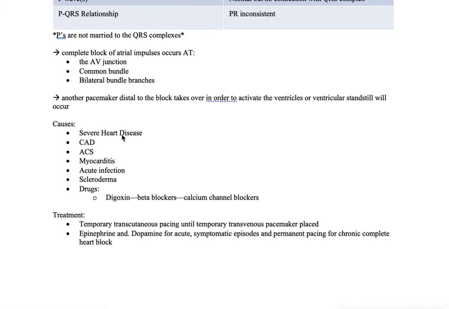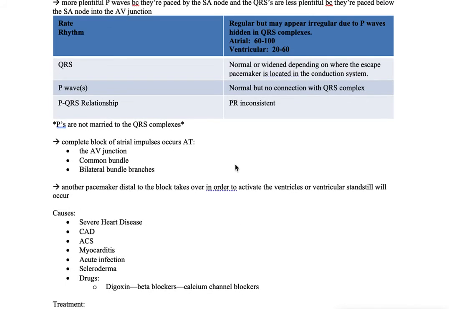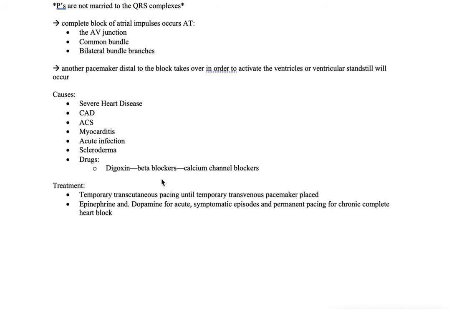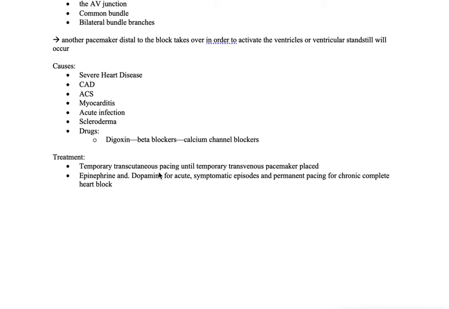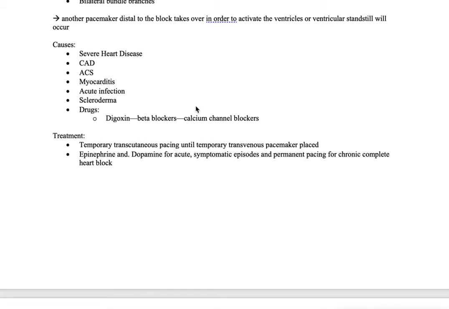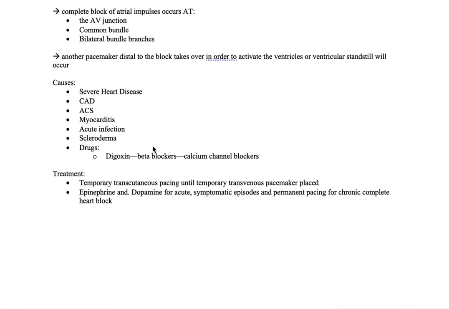So here's some different causes, right? It could be severe heart disease, coronary artery disease, someone who's had an acute coronary syndrome, right? Myocarditis, acute infection, scleroderma. And these are some different drugs that can potentially cause this. Digoxin, right? Beta blockers, calcium channel blockers, right? These are all working on the cardiac tissue here. And so, just be wary if you have a patient that presents in your ER and you're doing your assessment, you ask on medications, be wary of these, especially DIG. DIG can be pretty potent.